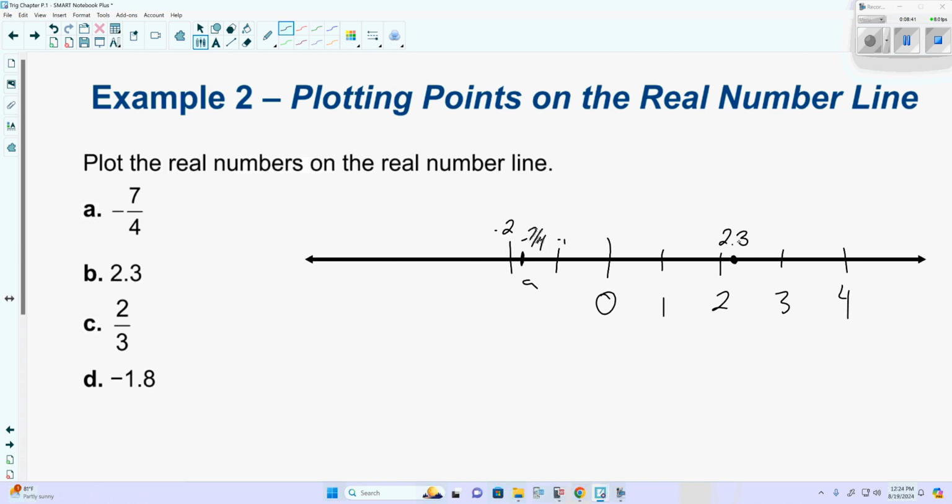Where would C be located, or be between? So 2/3 would be between 0 and 1. A little bit closer to 1 than 0, just 2/3. And -1.8 is going to be in between our -7/4 and -2, because -7/4 was -1.75, so it should be between it and -2.